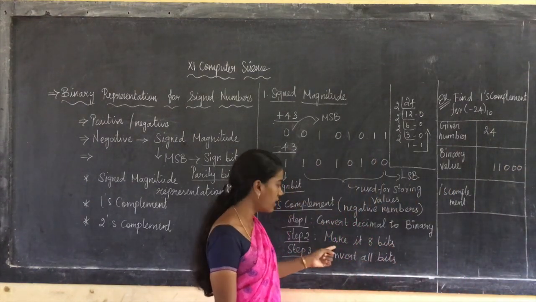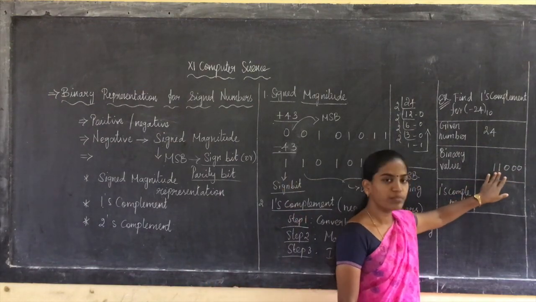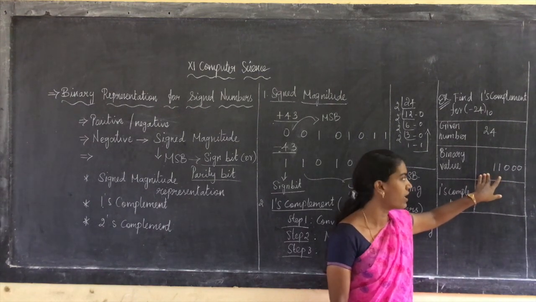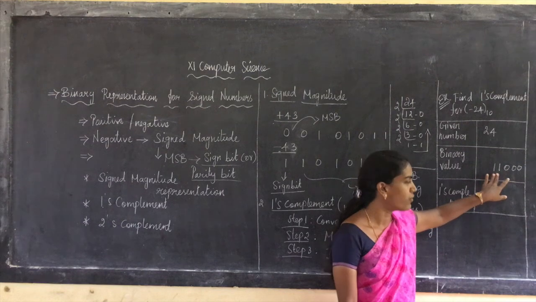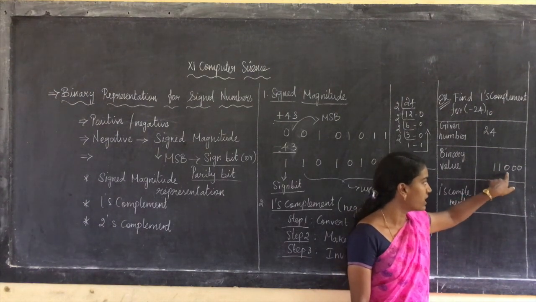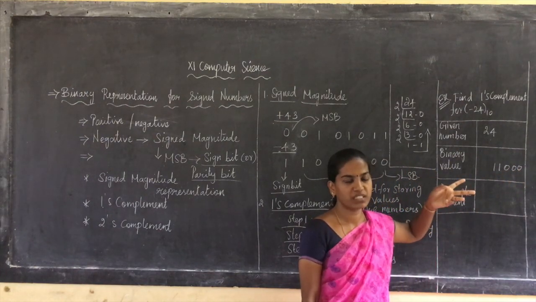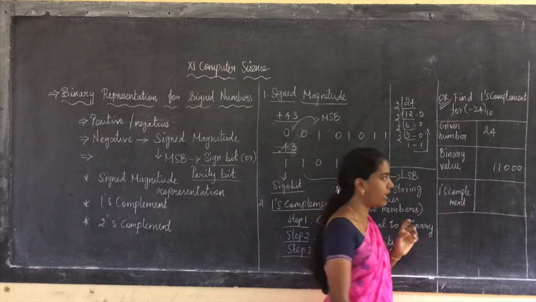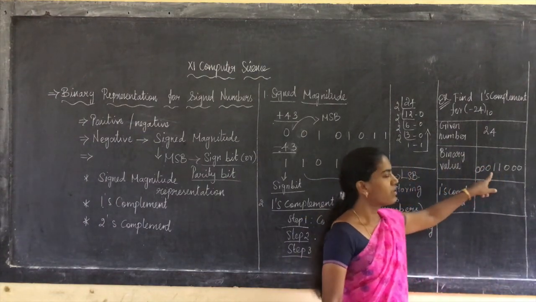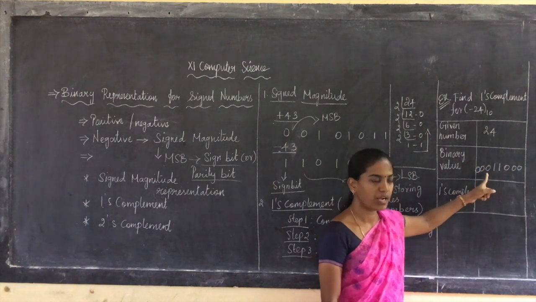The second step is to make it 8 bits. Check if 8 bits are available. No, so you can add some more bits. Now we have only 5 bits: 1, 2, 3, 4, 5. Only 5 bits are available, so you can add 3 more bits from the left. You can add 3 zeros in front of the number. So the left side 3 zeros are coming.